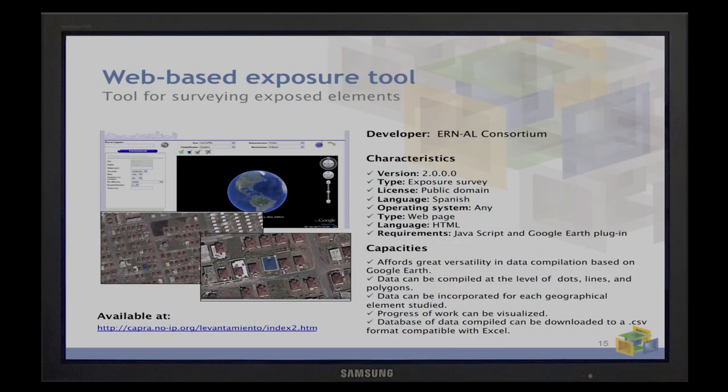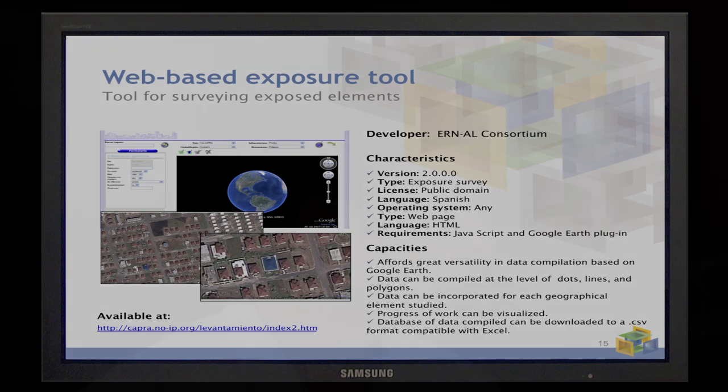Different types of tools are available to users, normally generating shape formats, which represent as dots, lines, or polygons, each element representing an exposed element with its specific characteristics for subsequent risk analysis.